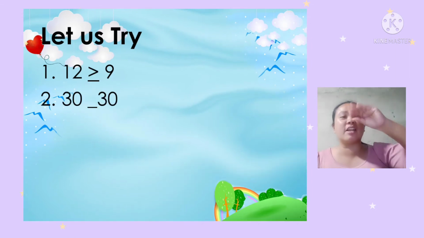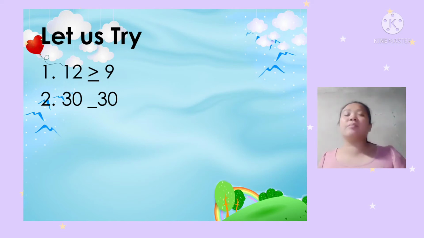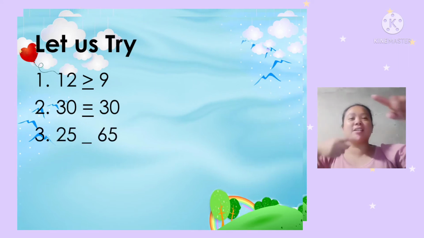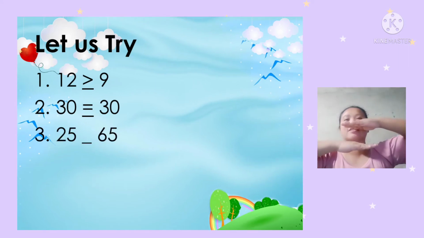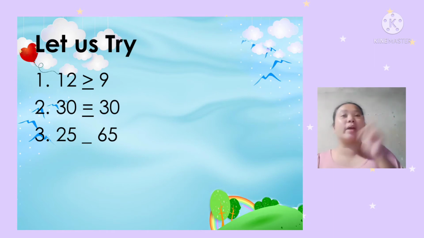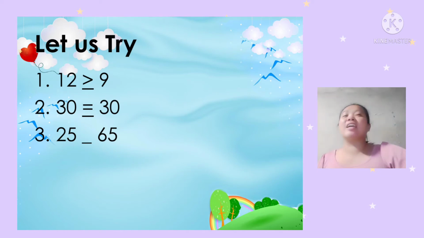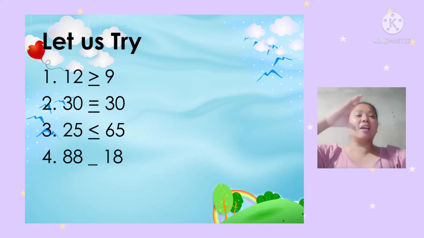Eat the number 12. Next number, number 2, 30 and 30. Please compare. Ready? Show your answer. May I see your answer? Very good. The answer is like this. Okay, next number 3, 25 and 65. Ready? Show your symbol. Okay, the answer is like this.